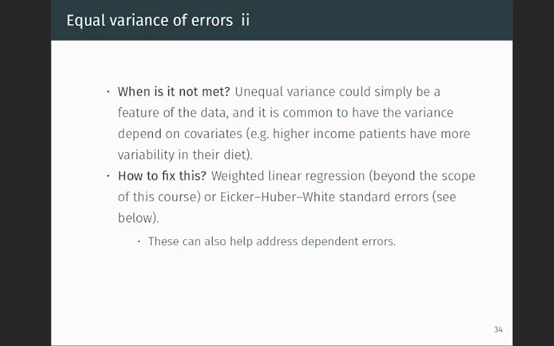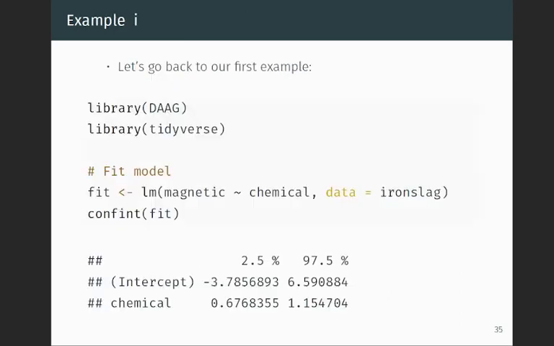Or you can also use different standard errors. For example, you have something called the Eicker-Huber-White standard errors, which I'll mention in the next few slides. And by using those standard errors instead of the typical standard error estimates, you can get more robust regression effectively, a regression that accounts for the unequal variance in the errors. And it also turns out that those standard errors can help address some of the issues you get with dependent error terms, or dependent epsilons.